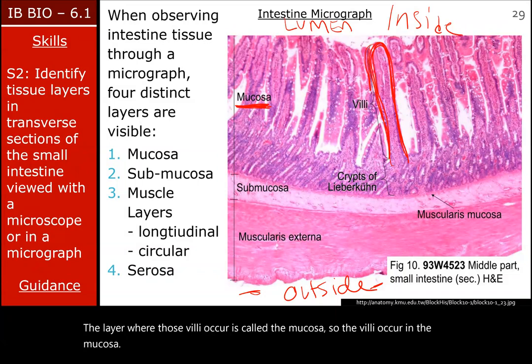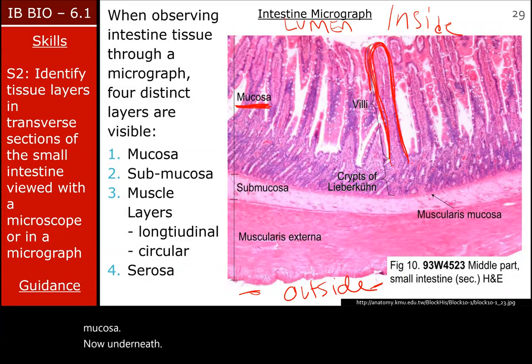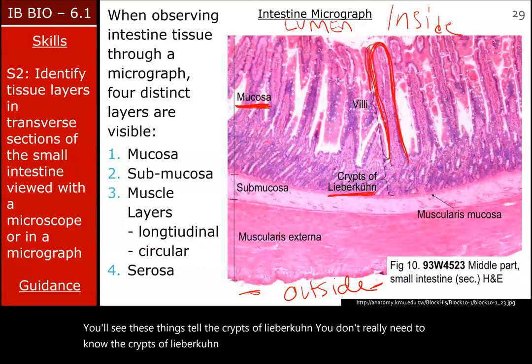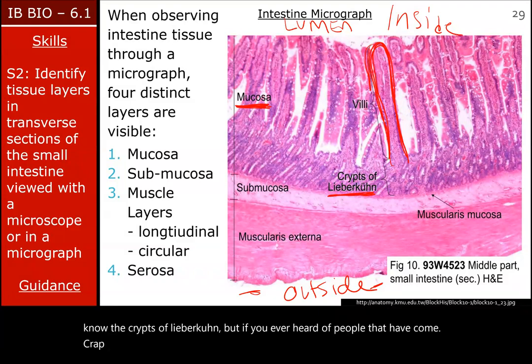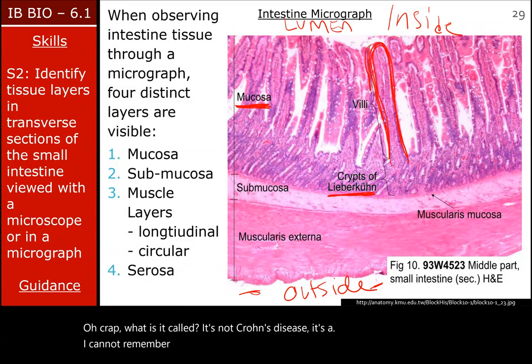Now, underneath, you'll see these things called the crypts of Lieberkühn. You don't really need to know the crypts of Lieberkühn, but if you ever heard of people that have, oh, what is it called? It's not Crohn's disease. I cannot remember. It'll come to me. I'll tell you in class. But you hear people that have, oh, not gastroenteritis.